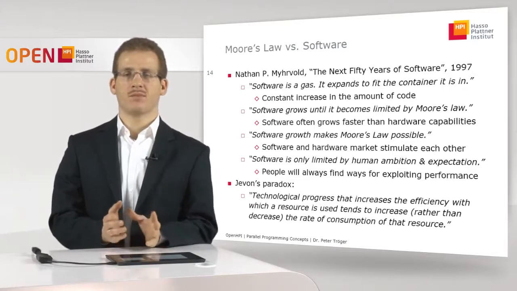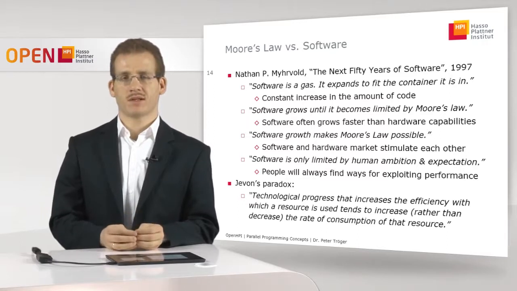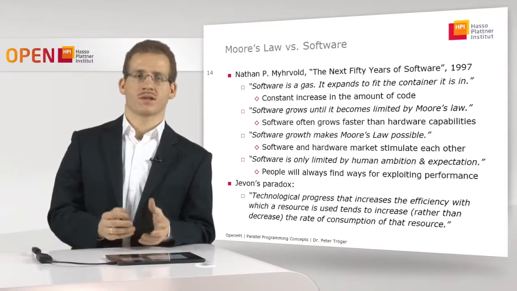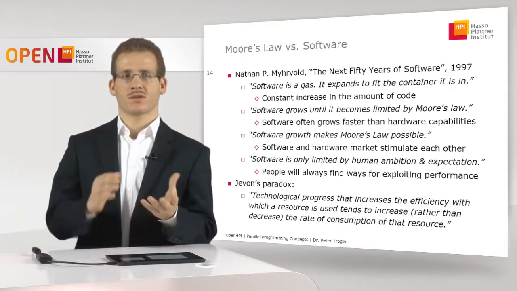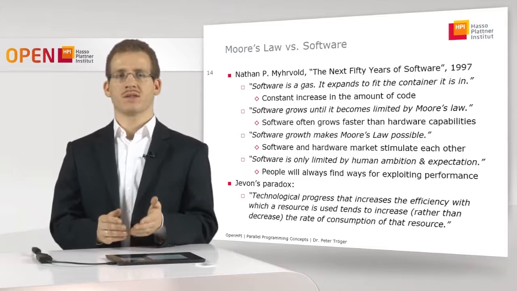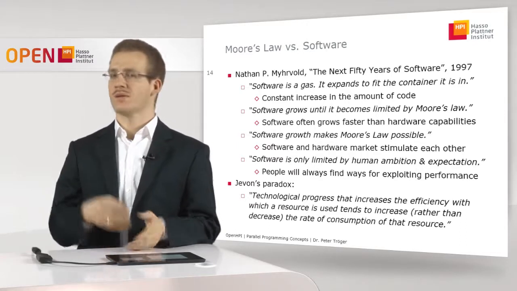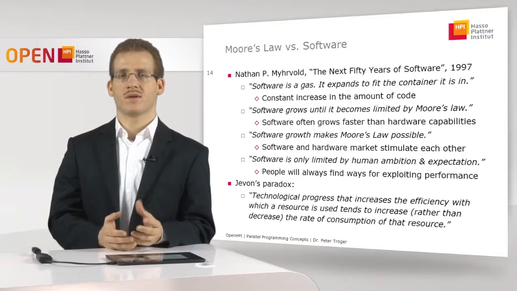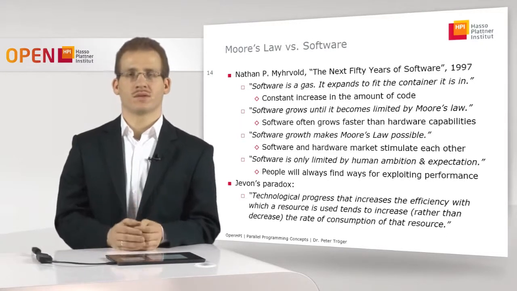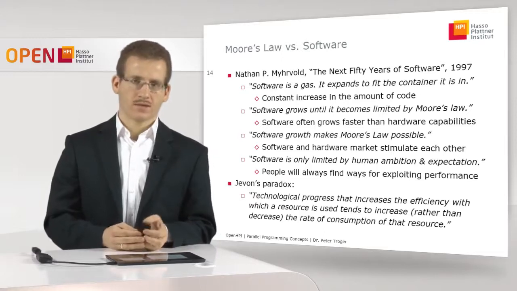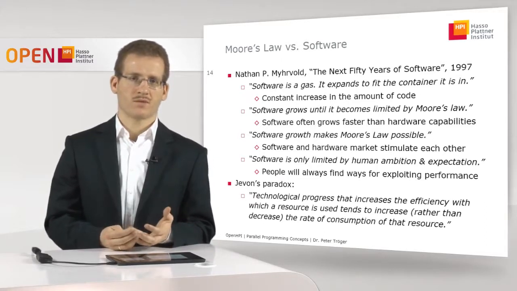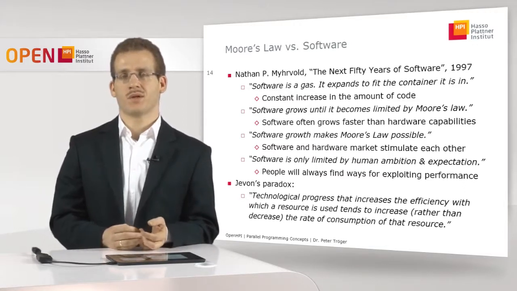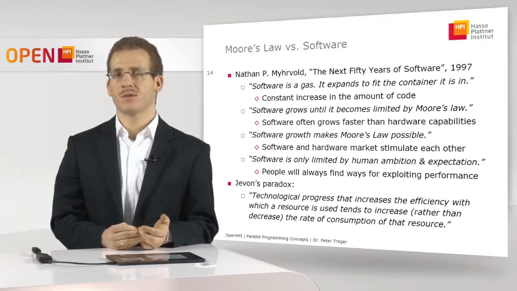There are also other people making the same investigation, like you can find in Jevons paradox, that says technological progress that increases the efficiency with which a resource is used tends to increase the rate of consumption of that resource. So whenever you give new resources, hardware resources, computational resources to the users, they will find ways to use it, to exploit it. And this was a trend that held for many, many decades, since in the 70s and 80s, computing became a common thing for most people.